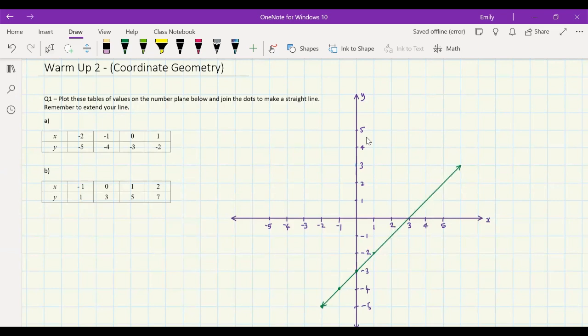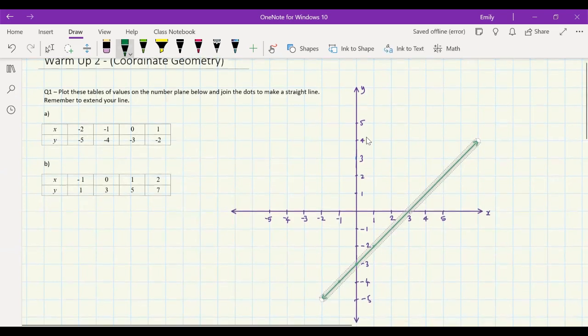You want to keep going to the width of your XY plane. Now, there are two lines, so we need to distinguish which one's which. That one's A, so I'll call it A. Second one, let's go for bright blue.